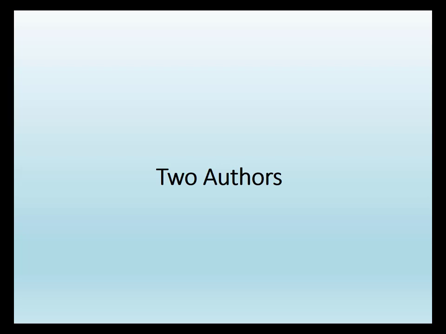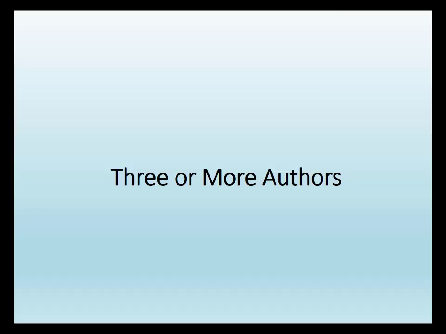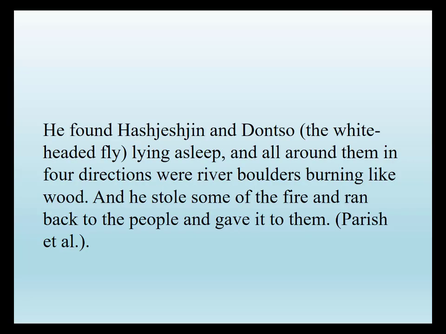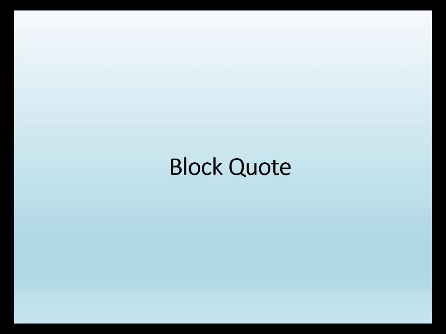If your source has two authors, you cite them both with an "and" between. If your source has three or more authors, you cite the first author's last name followed by et al., which means "and others." If your quote extends over 4 lines of text, you need to use what's called a block quote.